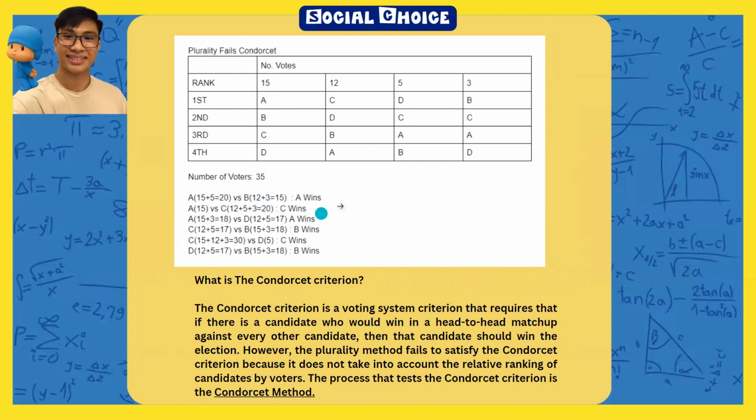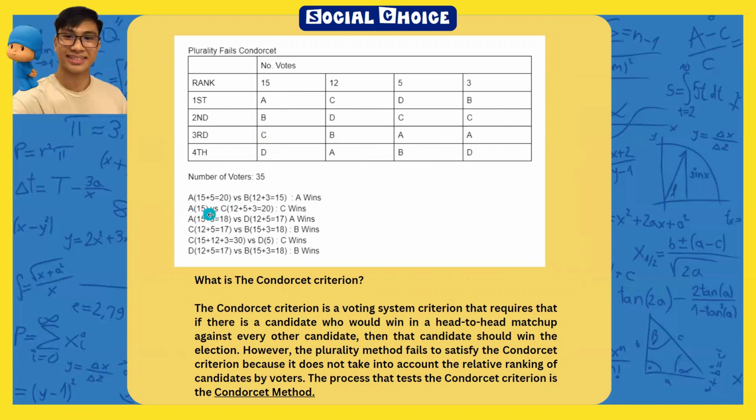So dito, mas mataas si A kaysa kay B, so makukuha niya yung 5. Dito, mas mataas naman si B, so makukuha niya yung 3. So add natin sila, yung total votes ni A is 20, total votes ni B is 15. So sino mas malaki? So yung mananalo ay si A. So dito naman, sino mas marami? I mean, sino mas mataas na rank sa column na to, si A o si C?